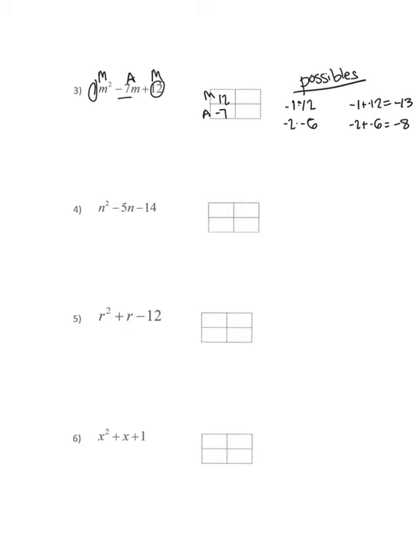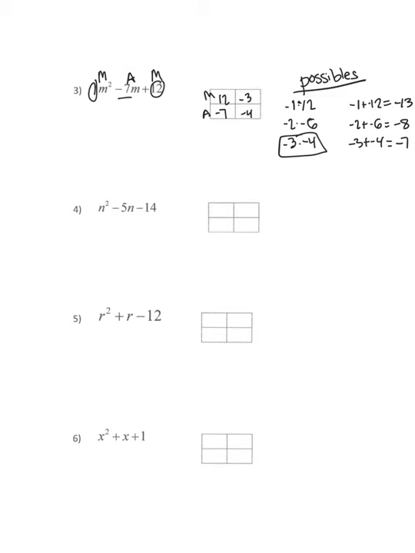Okay, let's try another one. Negative 3 times negative 4. Negative 3 plus negative 4 gives me negative 7. So that is what I'm looking for. Multiply to give me positive 12, add to give me negative 7. So I've got negative 3 and negative 4.